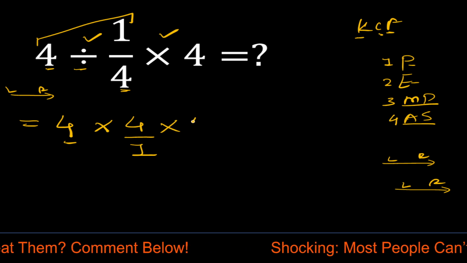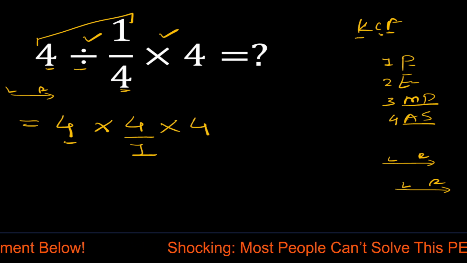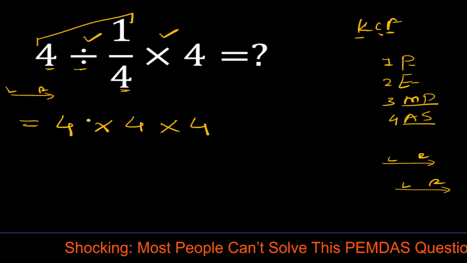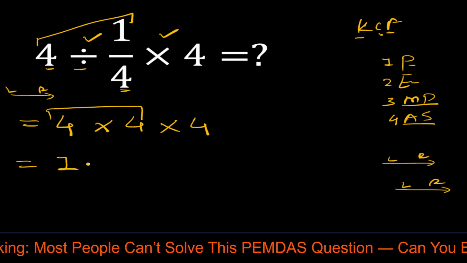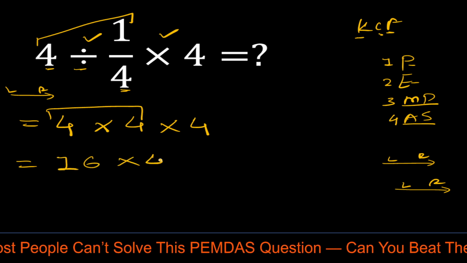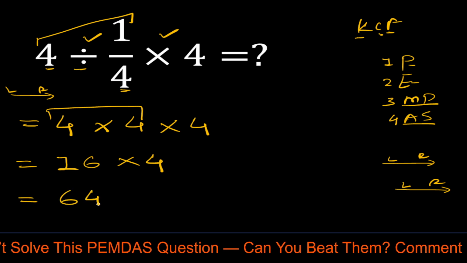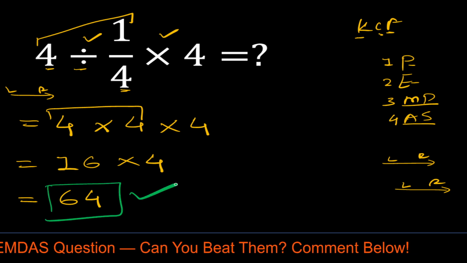Then multiply 4. So now 4 upon 1 is equal to 4. So we can remove this one. Now 4 times 4 is equal to 16. Multiply 4. So now 16 multiply 4 is equal to 64. So the correct answer is 64, right?